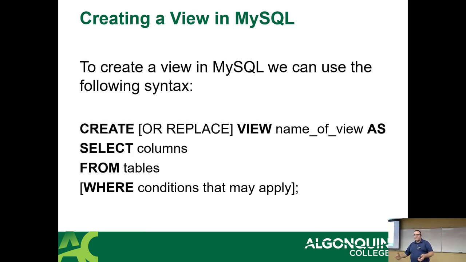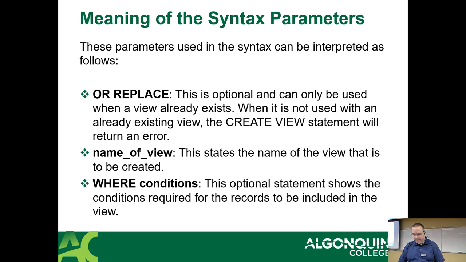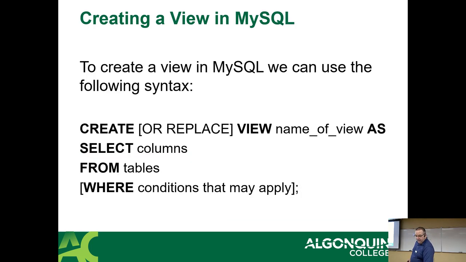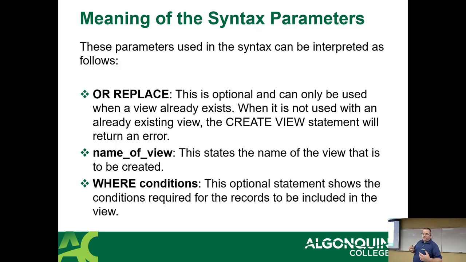Okay, the syntax is create or replace view, give it a name as, and you have your select statement. Allow me to demonstrate. Actually, let me go see how many slides are going to talk about this first. Okay, so earlier on, this one showed or replace in square brackets, which means it's optional. It means you're going to create the view, and if it already exists, you're going to replace it with whatever you just defined.